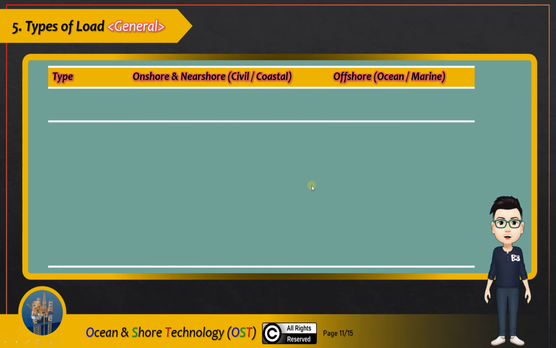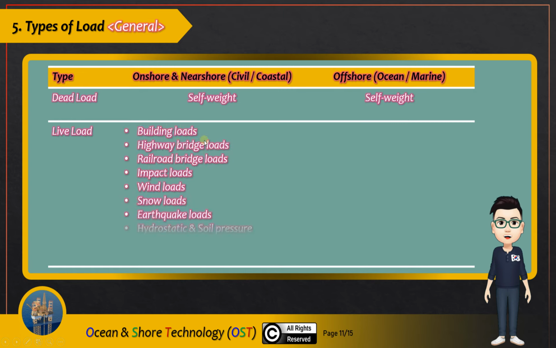So at the same time, we can see the types of the load. Of course, we have the onshore and the coastal nearshore structures, as well as the offshore, ocean, marine. And types of the load could be split into 2, dead load and the live load. In the case of dead load, we have the self-weight from the structural element, and for the live load case in the civil, we have the building, highway, railroad, impact, and the wind, snow, and earthquake, hydrostatic, and etc.